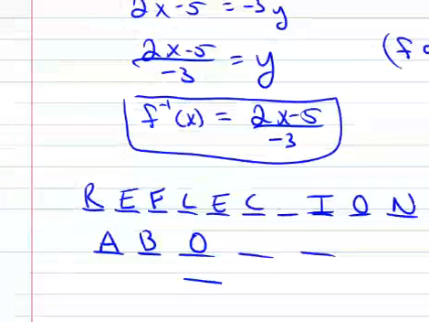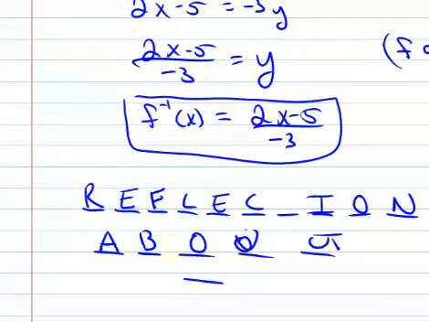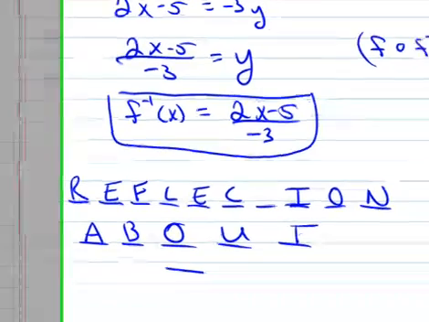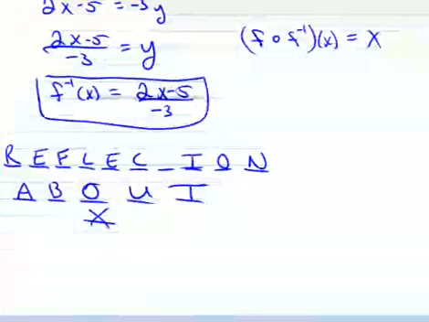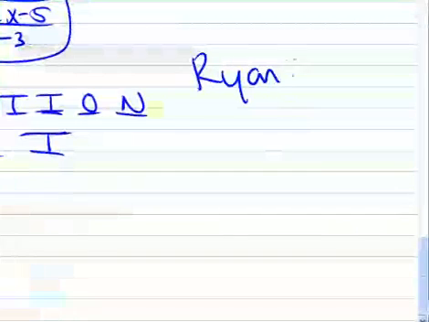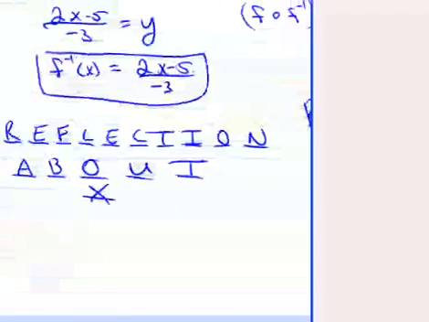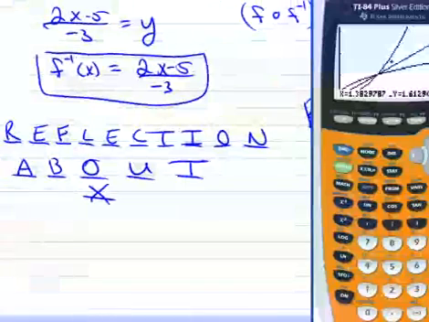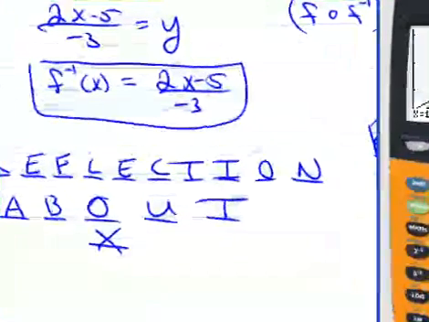Yeah, you got a reflection about x. So it is. Reflection about x. It was Ryan that said the whole thing first. Those lines are a reflection about the line y equals x.